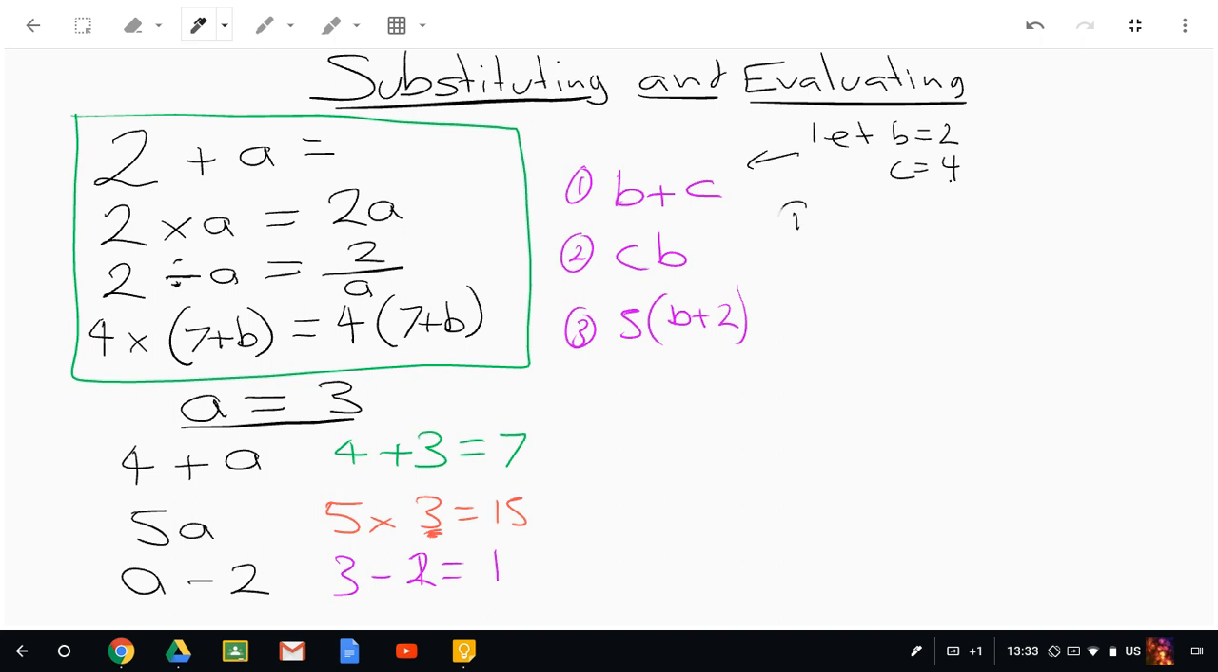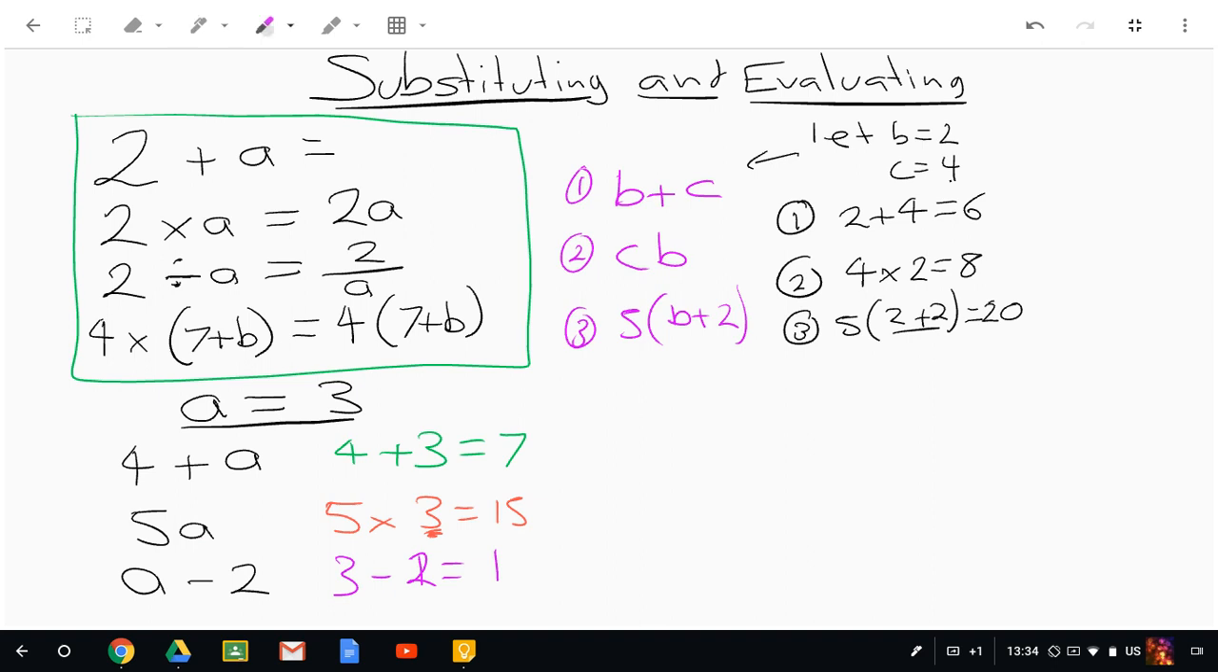So for equation 1, b plus c is 2 plus 4 equals 6. In equation 2, cb means c, which is 4, times b, which is 2, equals 8. And in question 3, I would have 5 outside of b, which is 2, plus 2. So do the brackets first. 2 plus 2 is 4, times 5, which is 20.